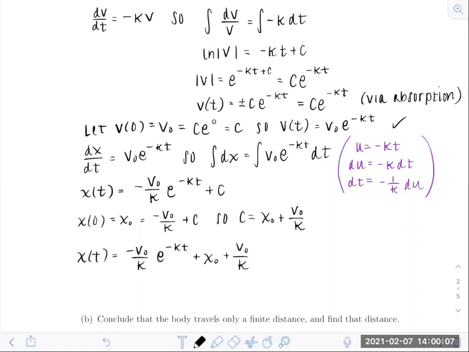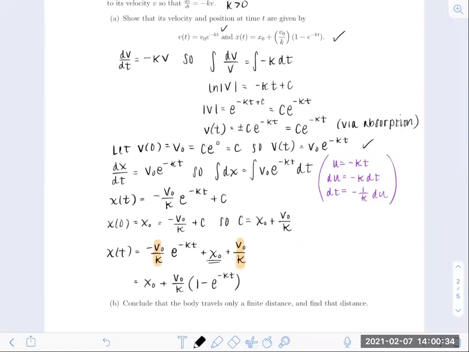And then we just like to work with this so that it looks more like what we have up top. So you can recognize this common factor. I will rewrite my x naught and then factor out v naught over k. And that leaves me with 1 minus e to the negative kt. And so then compare, and this does in fact look like what we were supposed to get. All right, so we have derived the position and velocity function based on the fact that our resistance is proportional to the velocity.